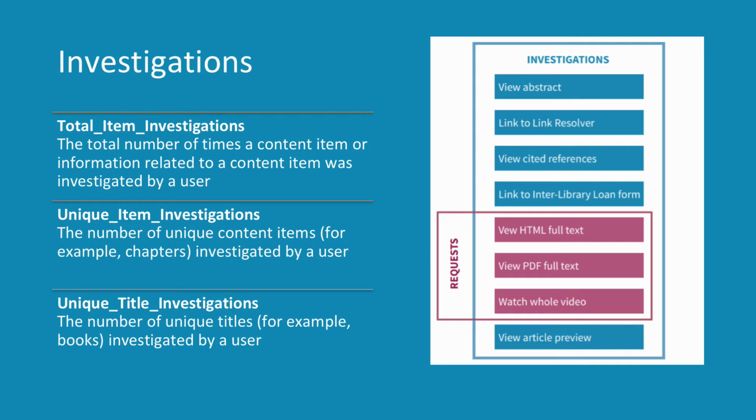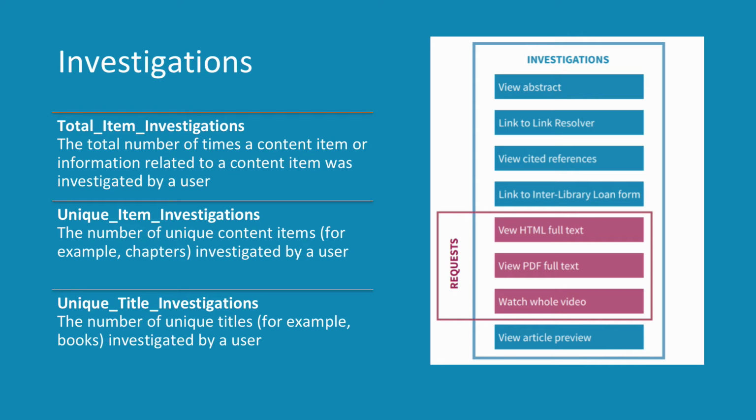Here are the definitions of the three different types of investigation. Total item investigations means the total number of times a content item or information related to a content item was investigated by a user. Unique item investigations means the number of unique content items, for example chapters, investigated by a user.